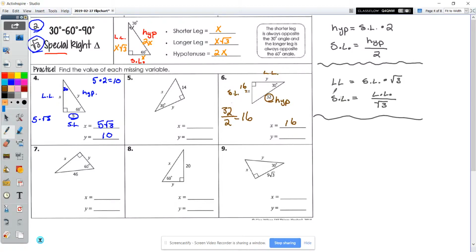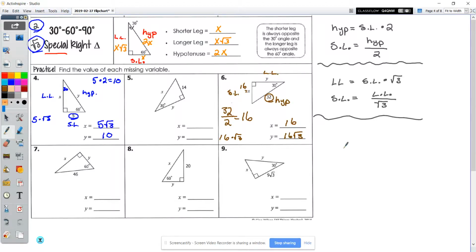Okay. Now that I have the short leg, I know the relationship between the short leg and the long leg is the square root of 3. Since it's going from something smaller to something larger, I know I'm going to multiply. So I'm going to do 16 times the square root of 3. 16 times the square root of 3 is 16 square roots of 3.